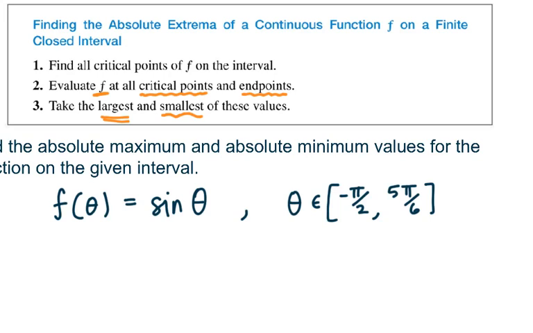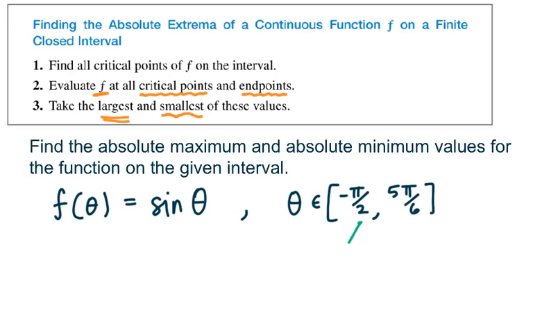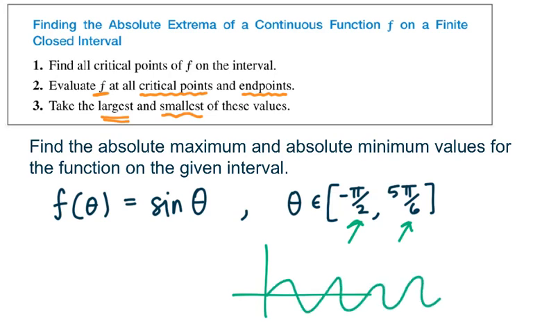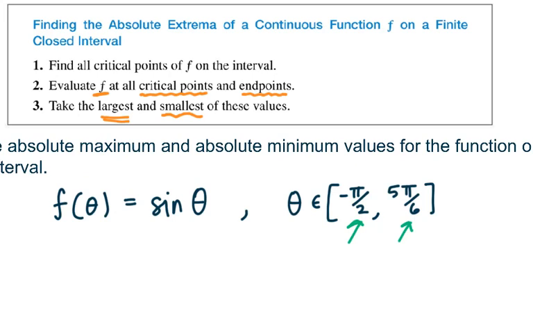So the first thing we have to consider are the endpoints of the domain. I have 2 endpoints, right? The regular domain of sine, a sine graph goes up and down repeatedly forever. It's a harmonic function. But in this situation, we have a closed, finite domain with 2 endpoints. So the endpoints of the domain.